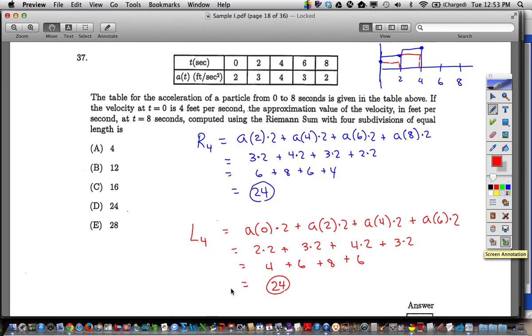Oh, if you did a midpoint. Yes. What about a midpoint? It says do a Riemann sum. We just said left and right are the same. What about a midpoint? No, it wouldn't be the same.